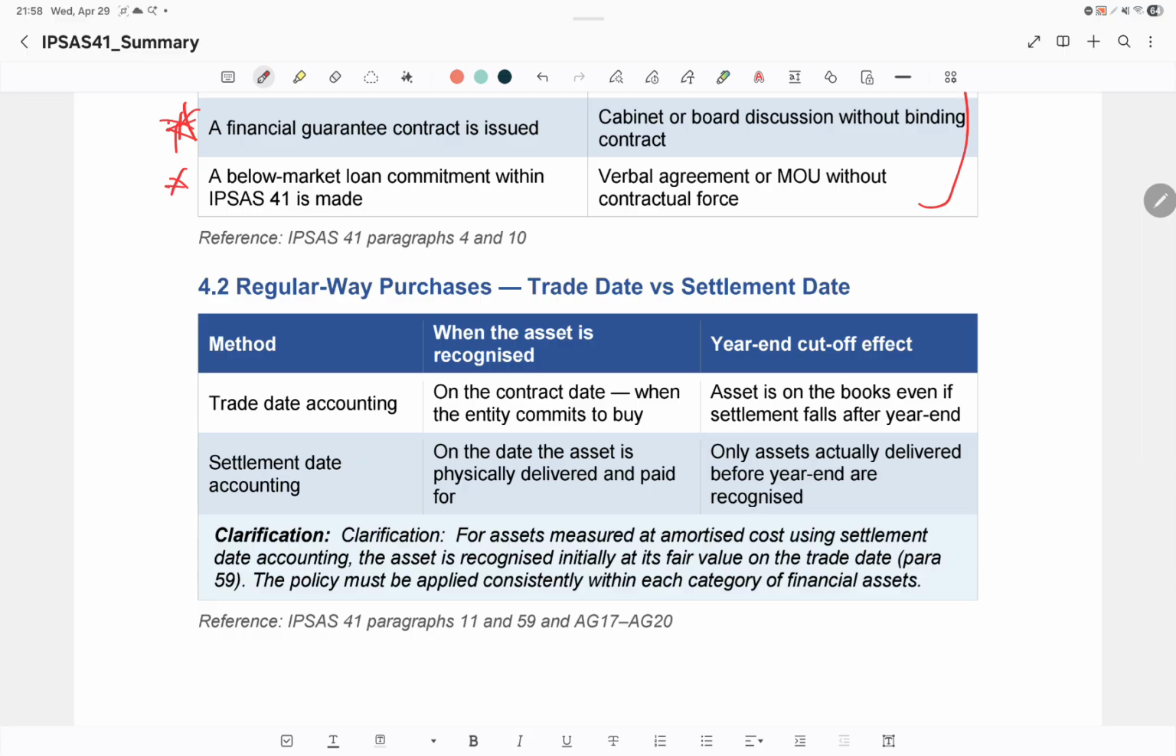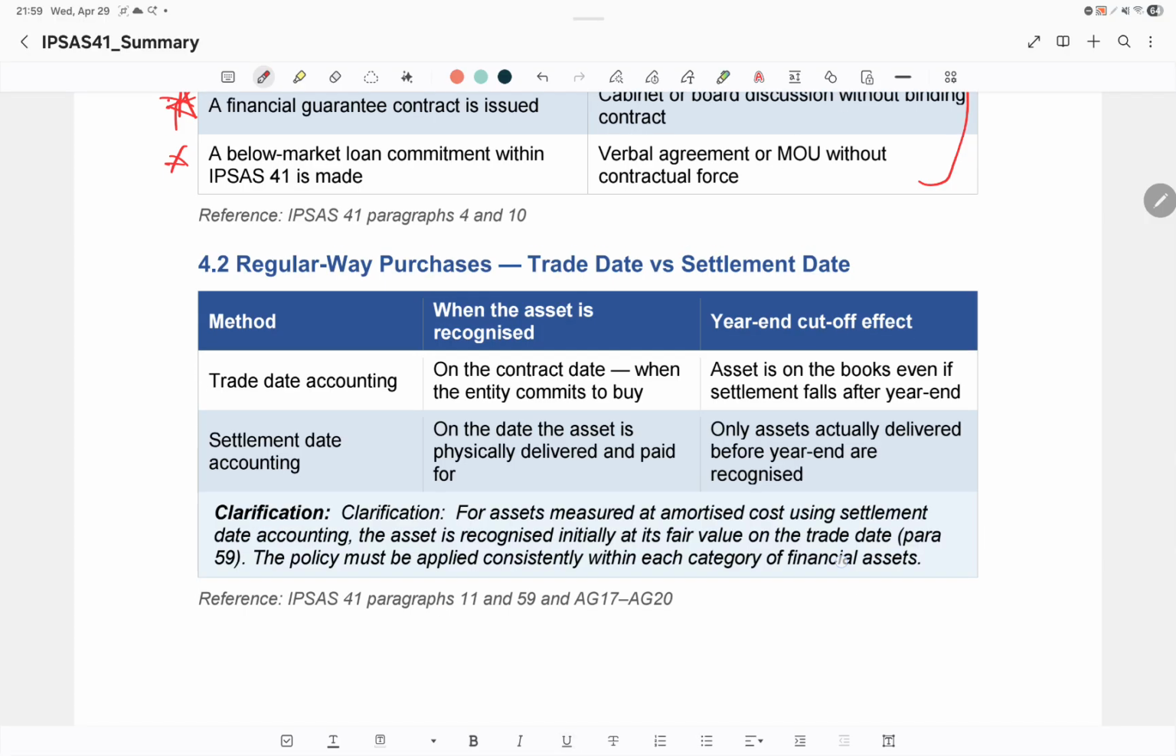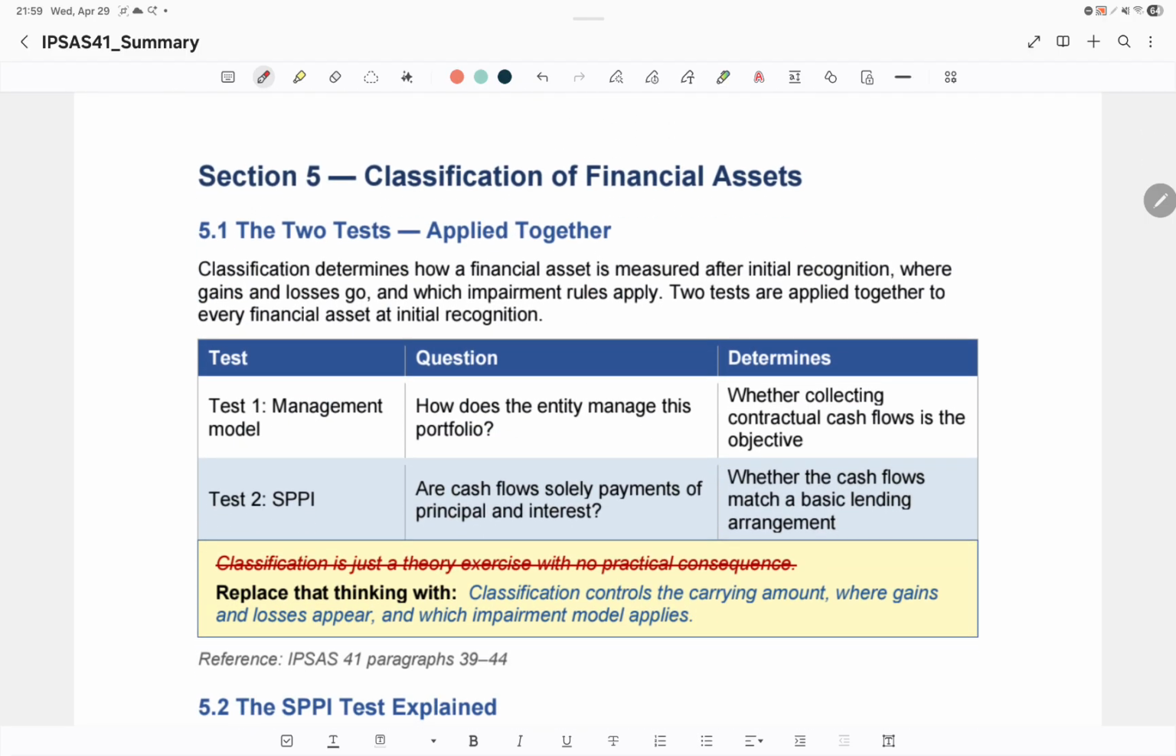For clarification, for assets measured at amortized cost, using settlement date, please note the asset is recognized initially at its fair value on the trade date. That's what paragraph 59 says. The policy must be applied. Whichever of these two policies you apply, you must apply it within each category of financial assets.